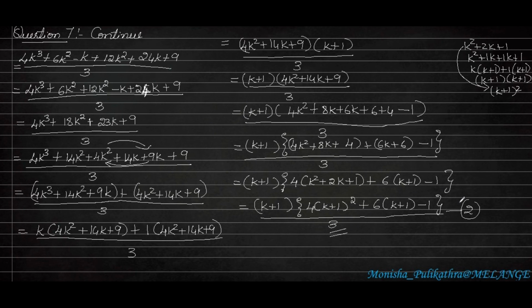So if we compare it with equation number 1, equation number 1 is k into 4k square plus 6k minus 1 whole divided by 3. If you compare this, k becomes k plus 1, 4 into k square becomes k plus 1 whole square, and 6k becomes 6 into k plus 1 minus 1, as it is divided by 3. So both are one and the same, whereas it is k and this is k plus 1. So hence I will be writing the conclusion directly, because of the space constraint.